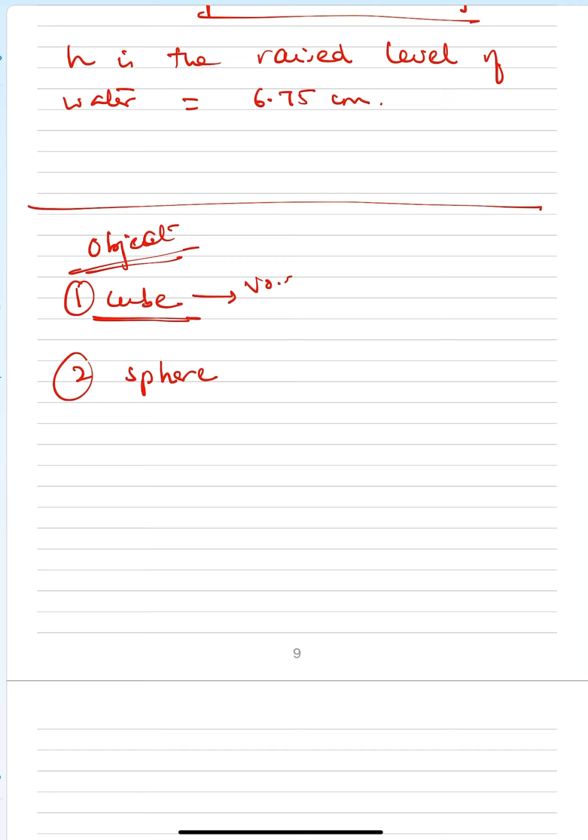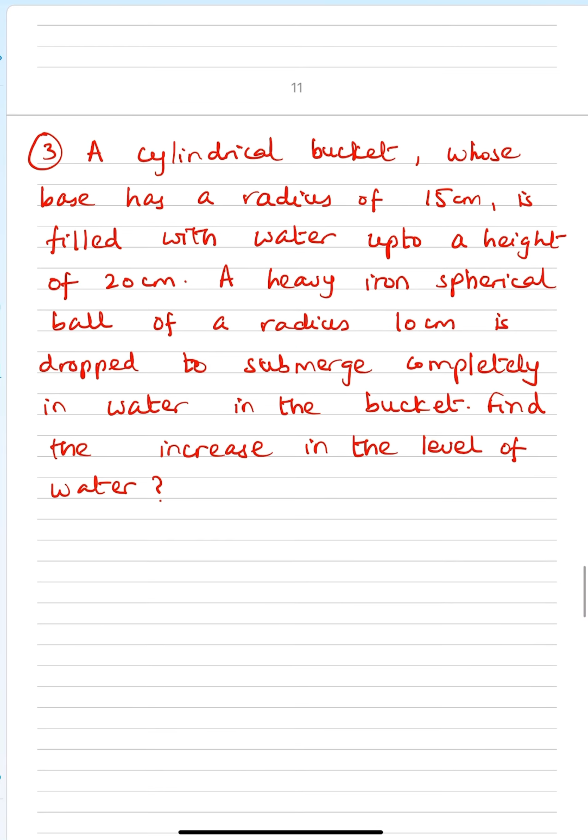Here the volume of the water displaced is equal to the volume of the cube, because in the first sum the cube was used, and in the second sum the volume of the water displaced is equal to the volume of the sphere. Correct? So the concept is the same, only the objects are different, and you should know which formula you have to use. So now let us do one more sum regarding the same concept.